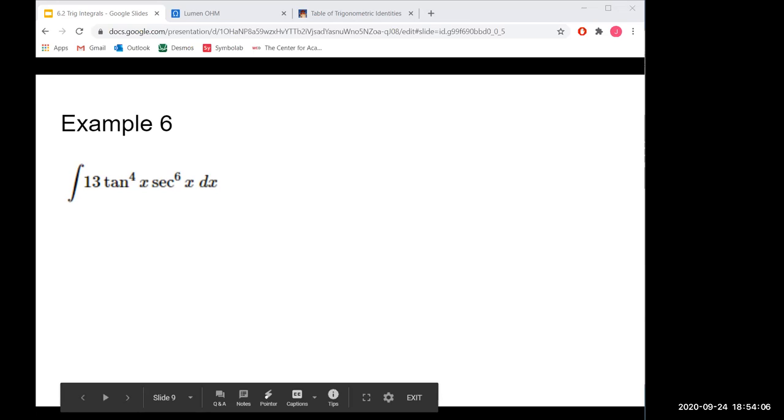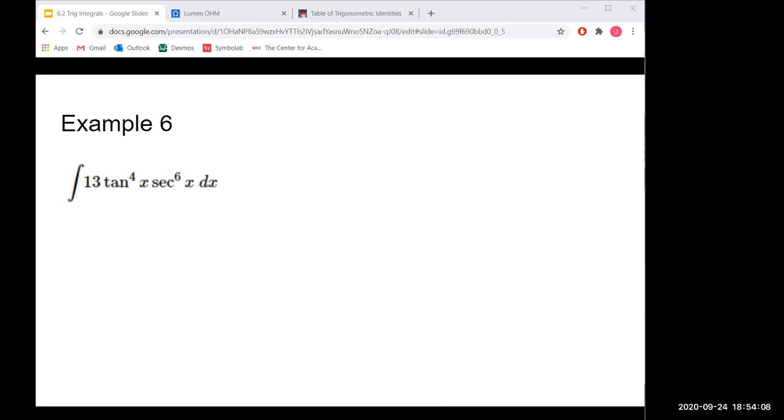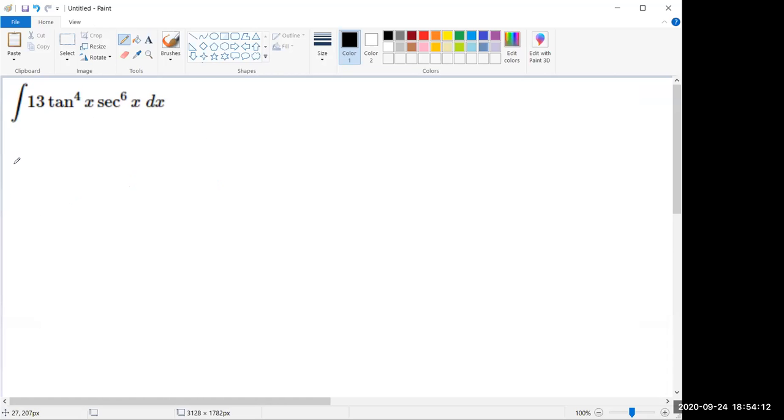I have a question. Does the 13 apply only to tan or both tan and secant? It's just like 3 things multiplied together. So it's 13 times tan to the 4th x times secant to the 6th x. Okay. So yeah, it's like 3 products. You could just bring the 13 out of the integral as your first step.